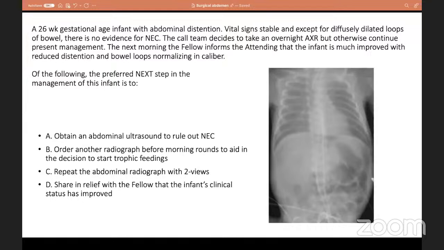If they had suggested something like pneumatosis or portal venous gas, then the clues would have pointed towards that. And the baby is otherwise vitally stable. Good, I think it's very, very good.